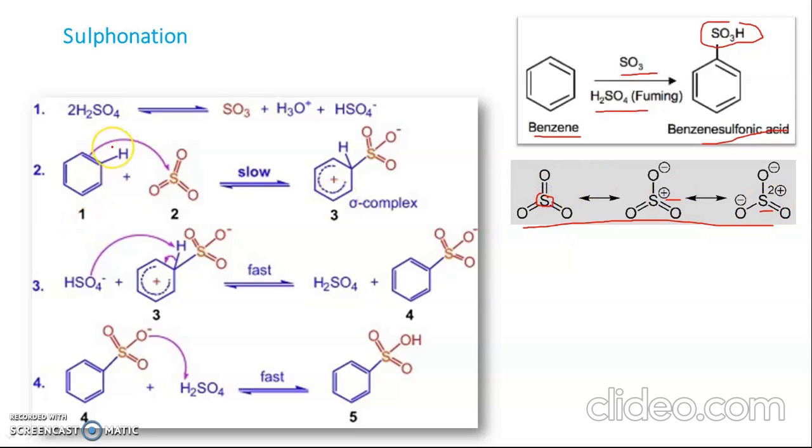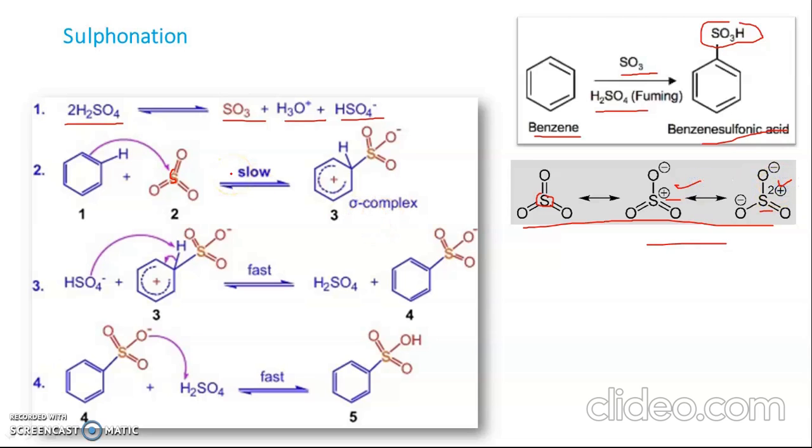Now how will it be generated? Actually we are not using SO3 directly. It will be generated in the reaction medium. So look at the first equation. Here H2SO4 acts as a base as well as an acid. So SO3, H3O plus and HSO4 minus, all three species are generated. Now in the first actual reaction, when it starts, one of the pi bonds attacks the sulfur, because if you look at the resonance structures, that is the positive center.